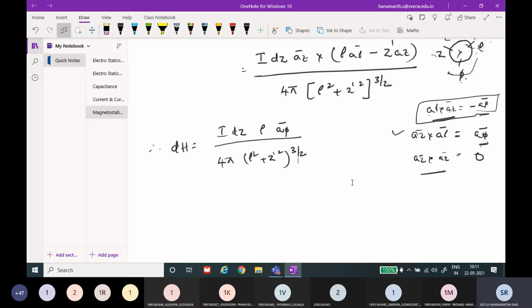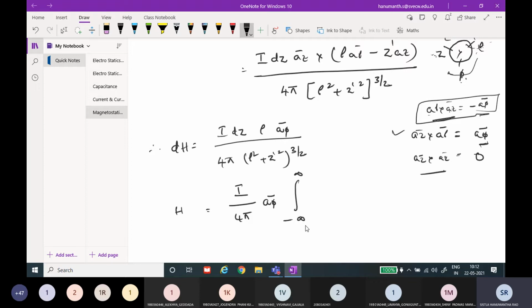Now I want to represent this in integral form, so H is equivalent to: I want to take the constant I by 4 pi outside of the integration. A5 bar is also taken outside of the integration. Integral from minus infinity to plus infinity. Why have I represented minus infinity to plus infinity? The conductor we are representing is an infinite conductor. There is no limit, so it will be from minus infinity to plus infinity.